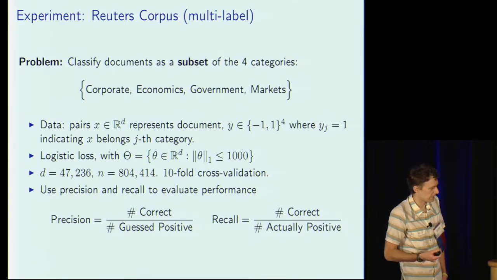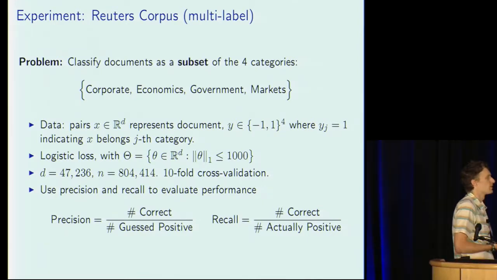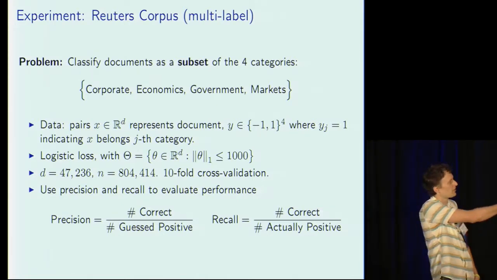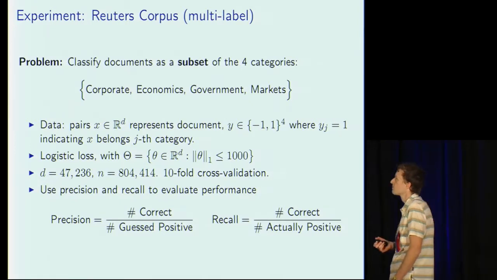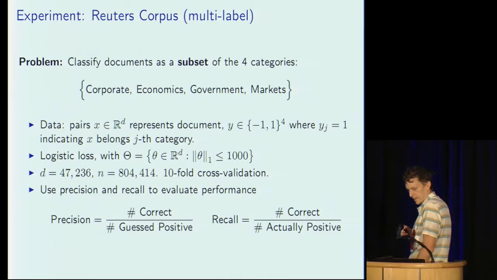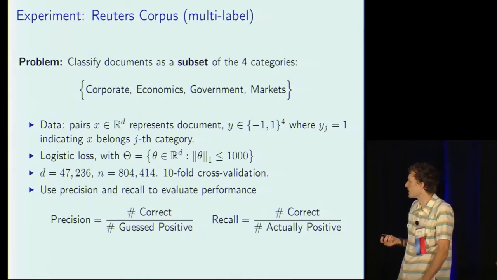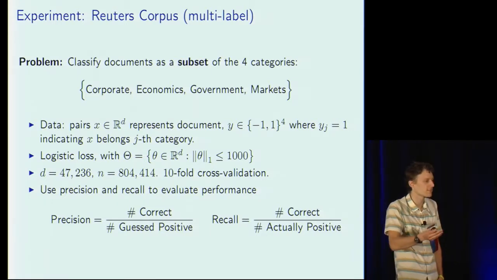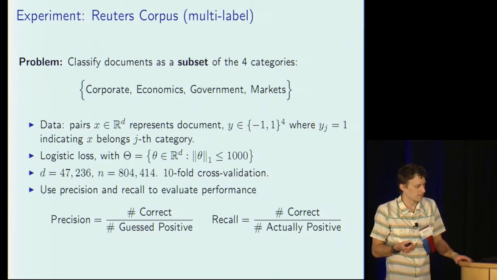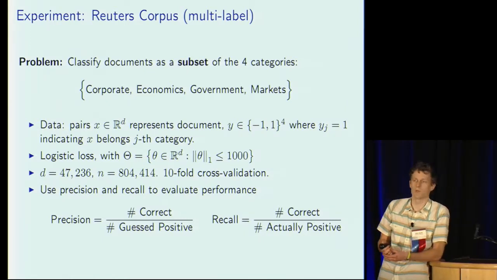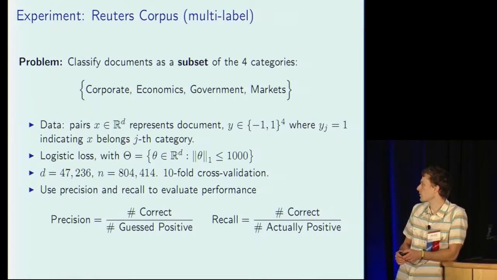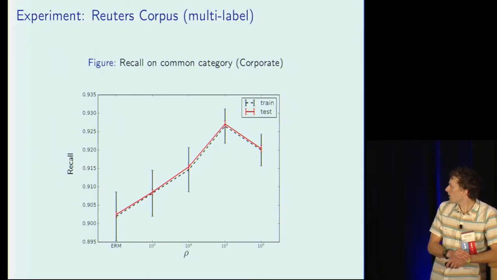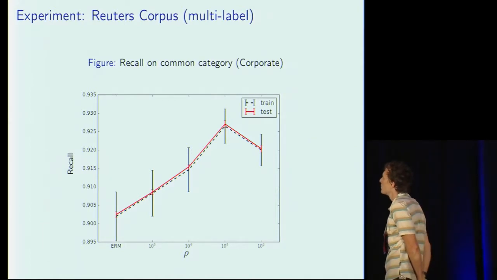So here I'm going to give an example of trying to predict the subject of different text documents. I'm getting documents from the Reuters news corpus. Each one is about some combination of corporate, economics, government, or markets. It's a 50,000 dimensional problem, and we have 800,000 training examples. I'm going to talk to you about what's known as precision and recall. Precision is how many times we are correct out of the times that we guessed that something was an example of corporate or economics or government or markets. And recall is how many times we were correct out of the actual number of true correct ones.